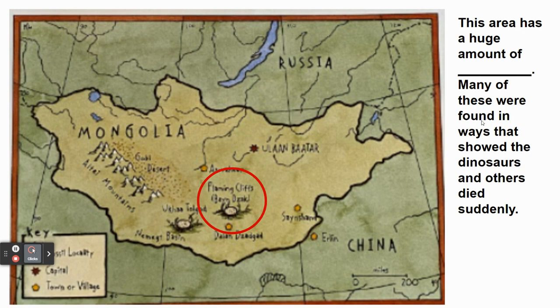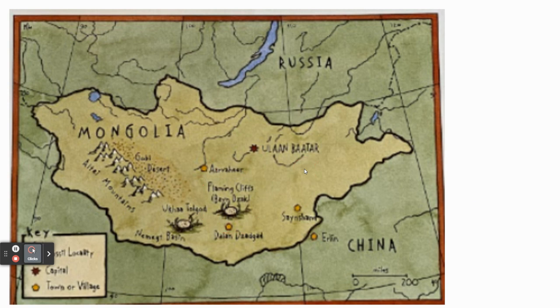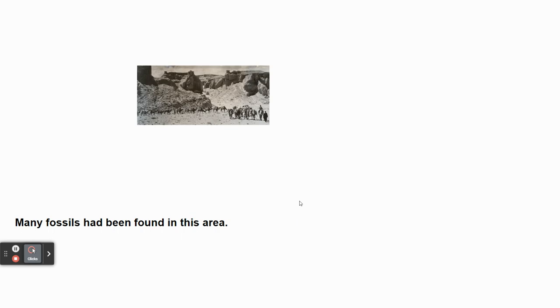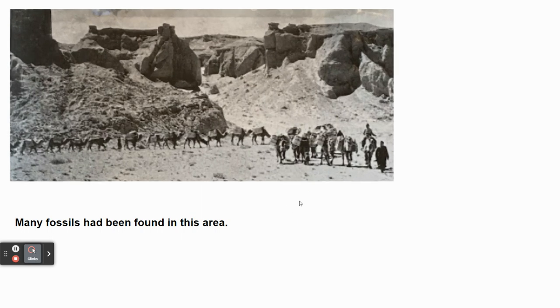Many of these were found in ways that showed dinosaurs and others died suddenly. What did they find that made them reason that dinosaurs and others died suddenly? What's that word that goes in the blank? Yeah, it's fossils. They found an unbelievable amount of fossils in this area right here. And they reasoned from that and the way that they died suddenly. Many fossils have been found in this area.